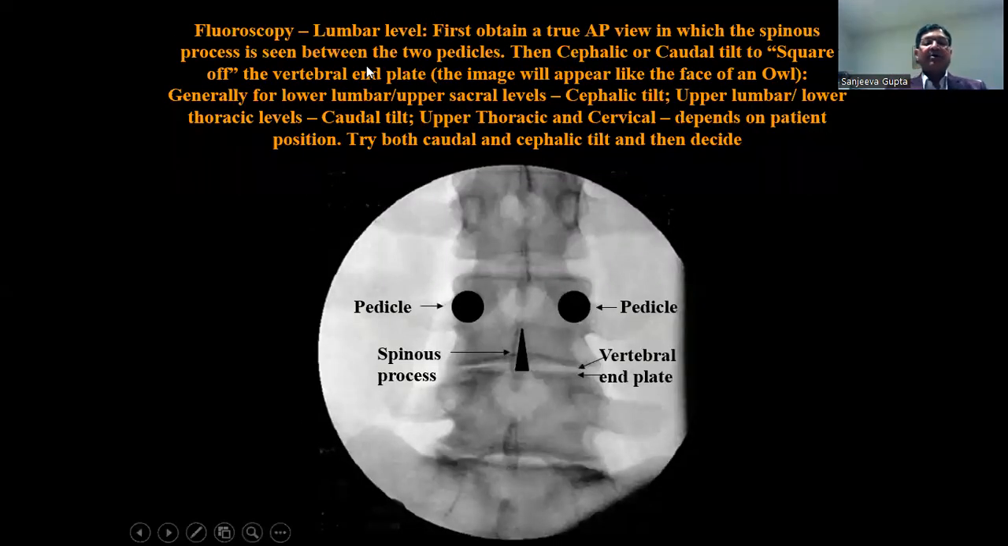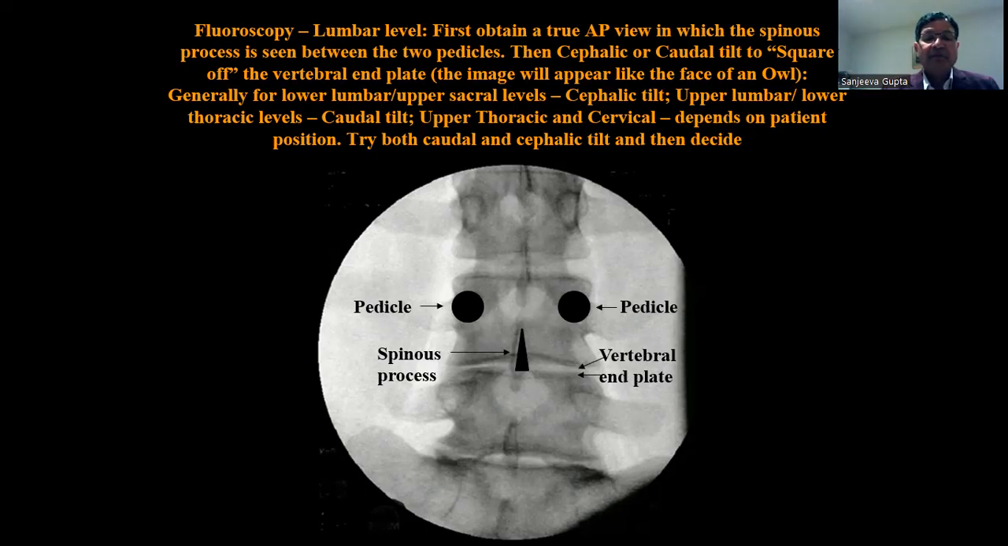Some basic principles about lumbar fluoroscopy when performing procedures at the lumbar level. Always first obtain a true AP view. As I said earlier, a true AP view is the spinous process being in the center of the two pedicles. Once an AP view is obtained, then square the vertebral end plates closest to the target point by either a cephalic tilt or a caudal tilt.